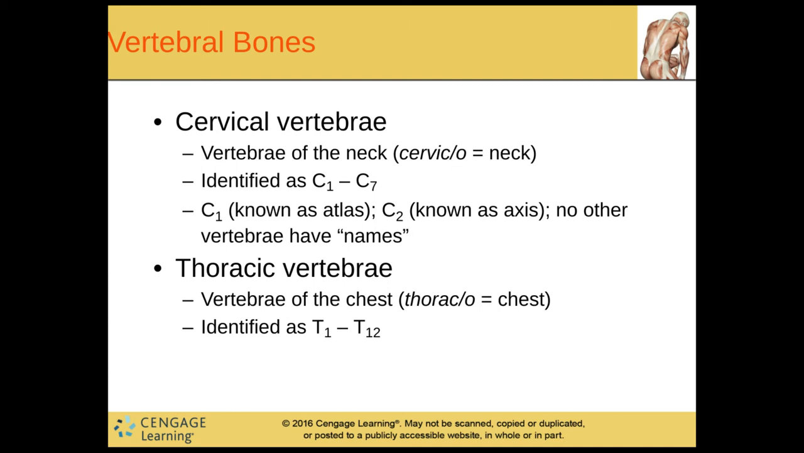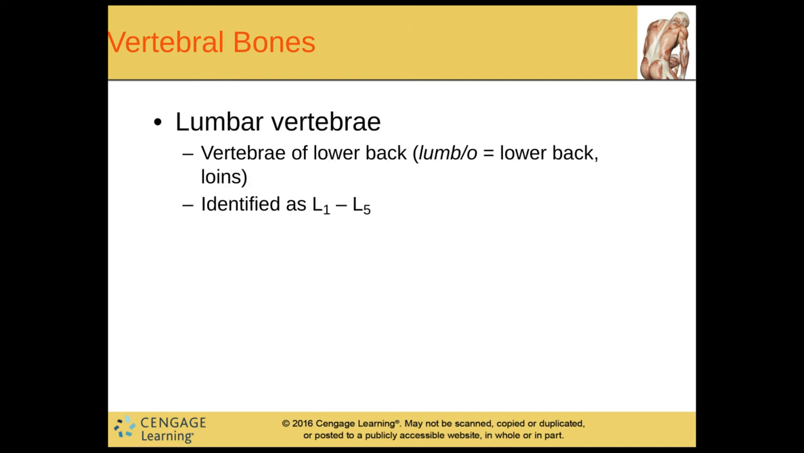And then we have our thoracic vertebrae. So that's the vertebrae of the chest. It makes up the longest form of that spinal cord. So that's identified as T1 through T12. So again, here, thorac or thoraco is equal to chest. That's what that means. And then we have our lumbar vertebrae. So this is the vertebrae of the lower back. So lumb or lumbo means lower back or loins. And that's identified as L1 through L5. So that's your lower back.